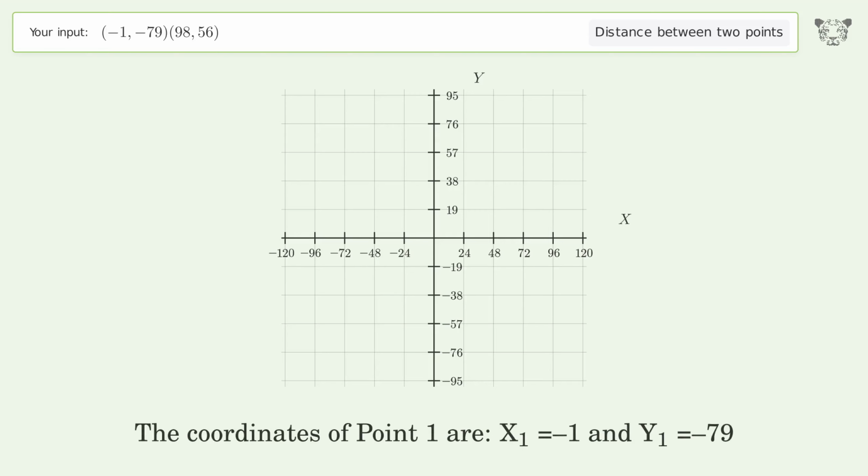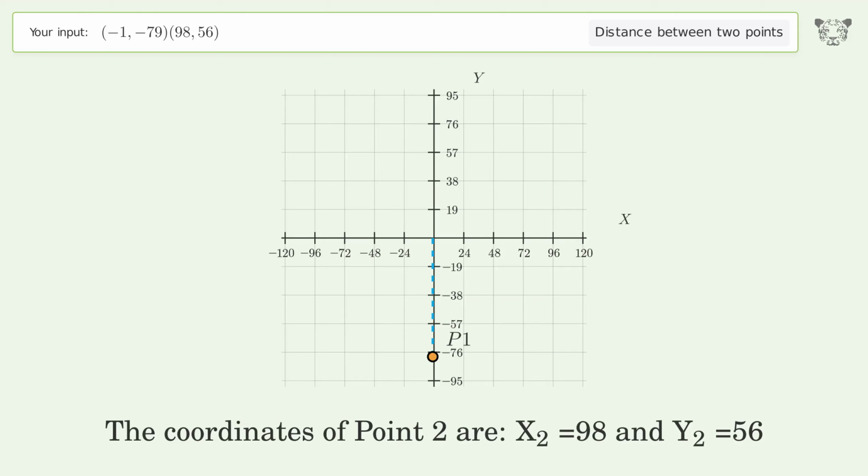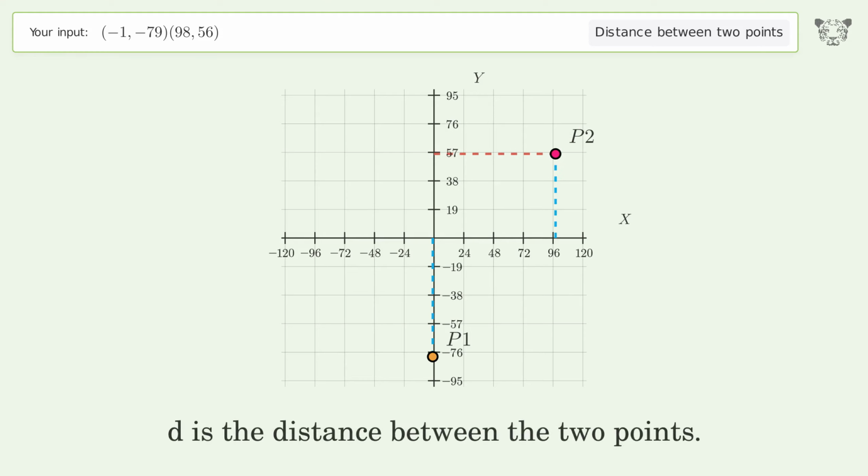The coordinates of point 1 are x1 equals -1 and y1 equals -79. The coordinates of point 2 are x2 equals 98 and y2 equals 56. D is the distance between the 2 points.